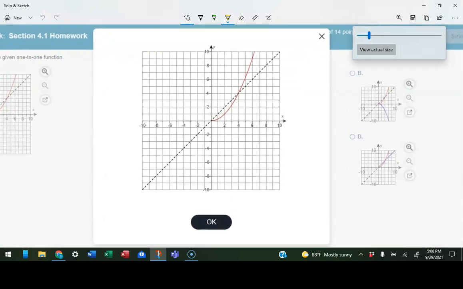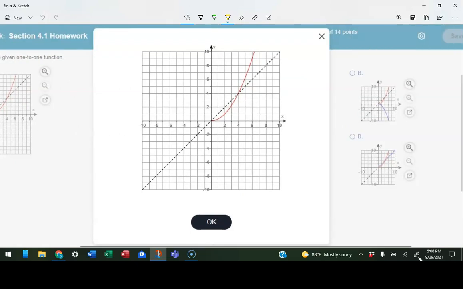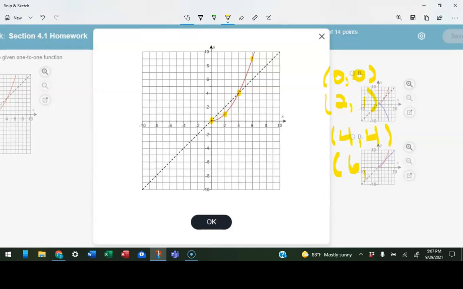All right, so a way you can do this is to find points and flip-flop them. So I'm going to use this point, this point, this point. I'm just finding pretty points. This point, and it looks like that point. And I'm just going to flip-flop those. So what I have right now is a 0, 0. I have a 2, 1. I have a 4, 4. And I have a 6, 9.